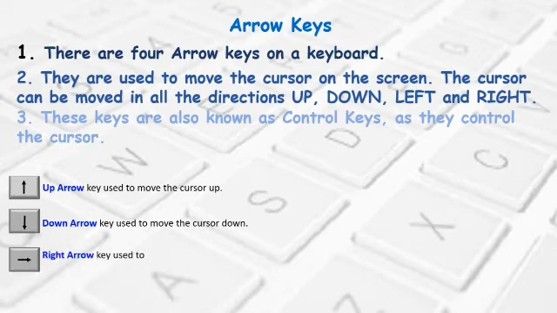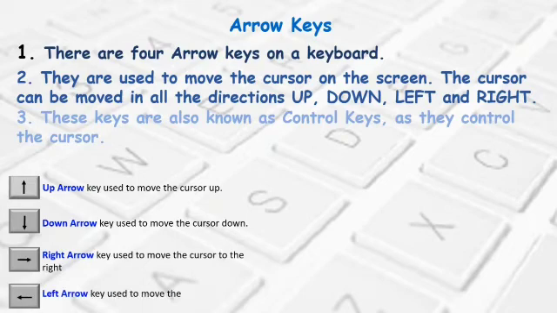Right arrow key used to move the cursor to the right. So you have another arrow key. The arrow on this key is pointing towards the right because it moves the cursor to the right direction. Left arrow key used to move the cursor to the left. So you have the last arrow key and it has an arrow which is pointing towards the left side because it moves the cursor to the left side.